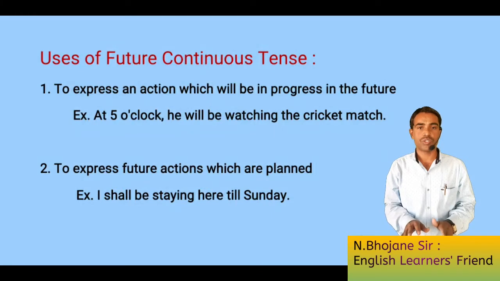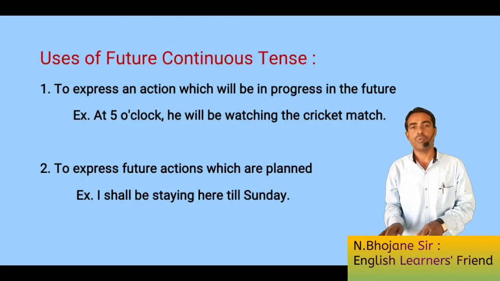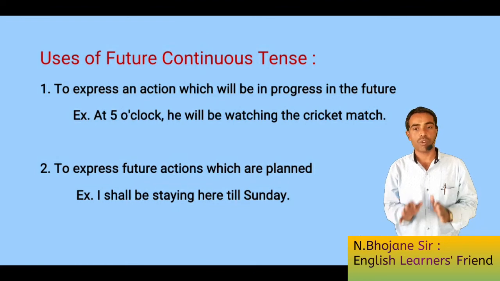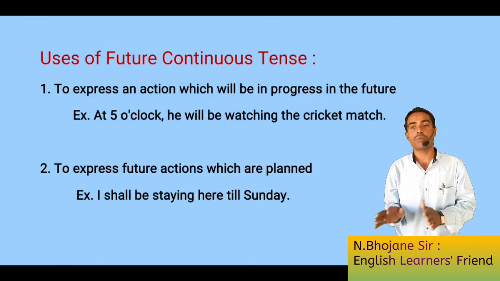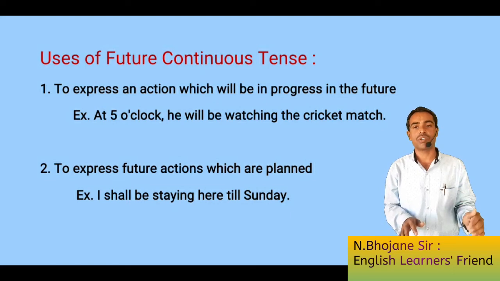Uses of future continuous tense. The tense is used to express an action which will be in progress in future. For example, at 5 o'clock, he will be watching the cricket match. It is also used to express future actions which are planned. For example, I shall be staying here till Sunday.